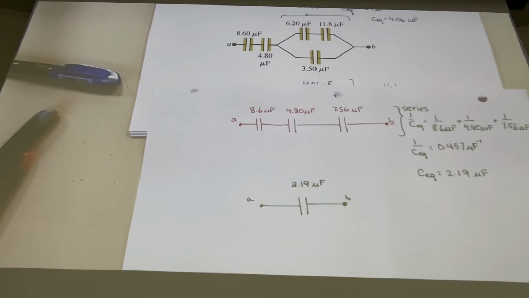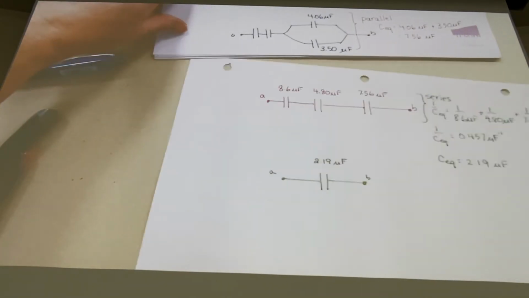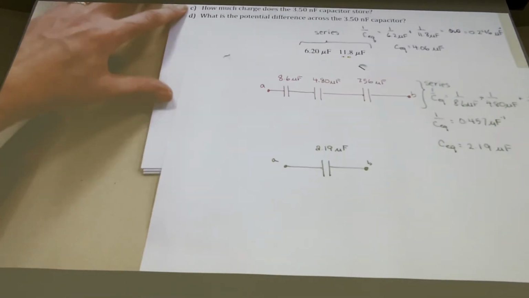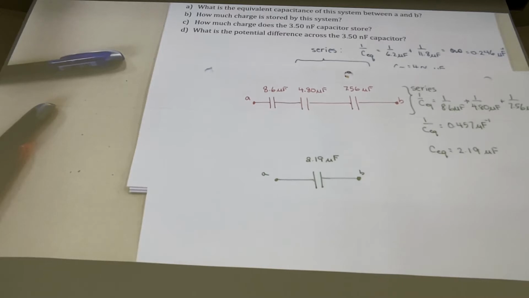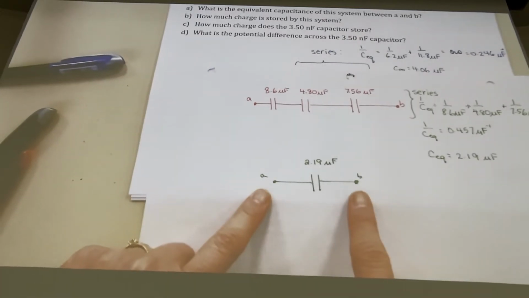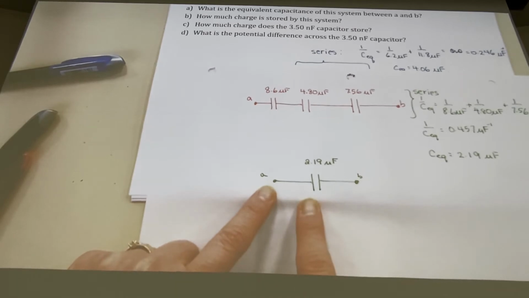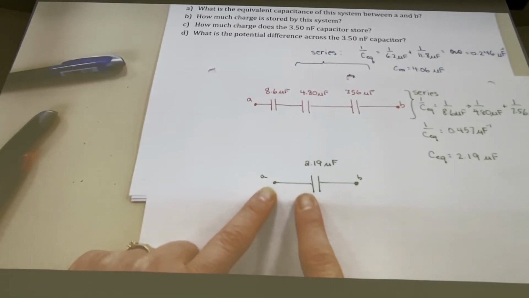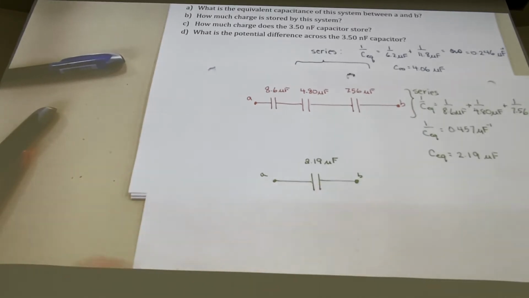So I'm definitely looking for all these steps when you do it on a test. So that takes us through part A. Part B, how much charge is stored in this system? Part B becomes pretty easy to answer because we know the potential across AB. We know the equivalent capacitance. If we know potential and capacitance, we can find charge. Okay, so this equivalent gives us the total charge stored in the system.